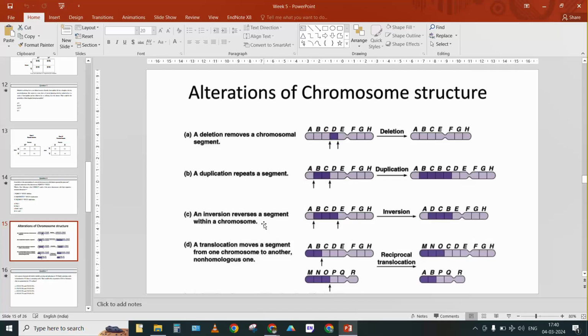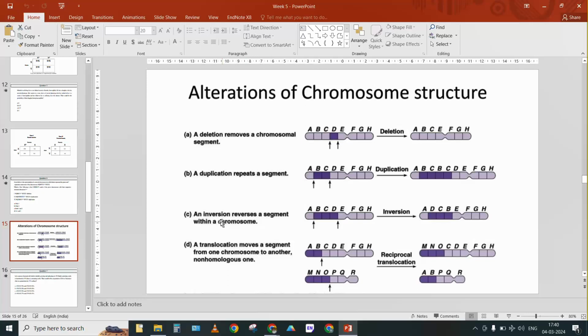And the last alteration of chromosomal structure is translocation, which moves a segment from one chromosome to another non-homologous one. Translocation occurs when a segment of one chromosome breaks off and attaches to another non-homologous chromosome. The consequence is an exchange of genetic material between chromosomes, potentially leading to gene disruption or altered gene regulation.